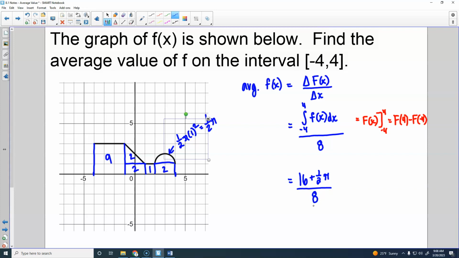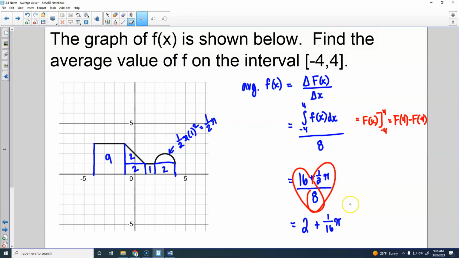They might simplify that a little bit so you don't have a fraction inside a fraction. You'll get 2 plus 1 over 16 pi. They'd probably write it like this actually, pi over 16. Something like that.